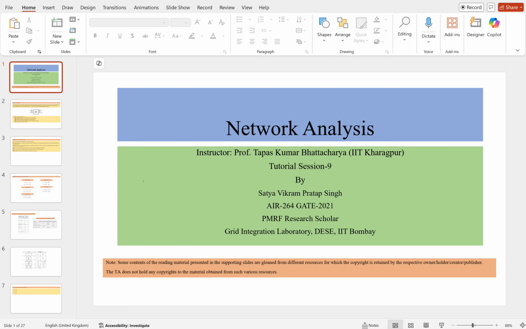So in the last tutorial session, we have seen how to solve the problems related to symmetry and that kind of problem. So in this tutorial session, we will see how to solve the two-port network-based problems. So let me move to that first.